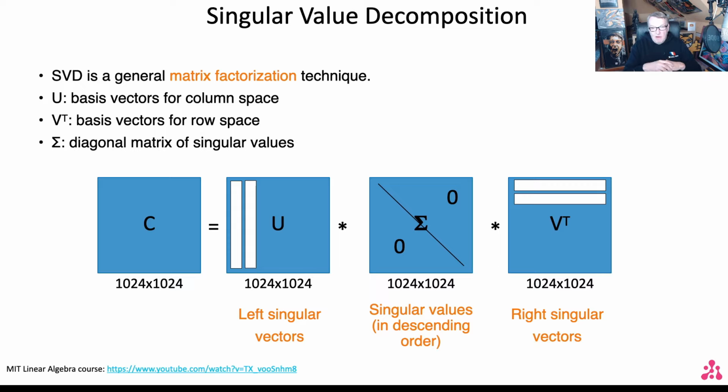And in the middle we have singular values, which are basically scaling factors, right? And that sigma matrix is a diagonal matrix. It's got zeros all over except on the diagonal where we have those singular values, and they're sorted in descending order, which is super important, as we will see. So that's a decomposition. It may sound a little abstract.